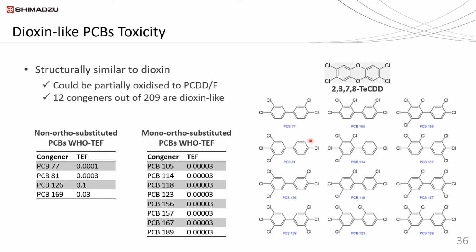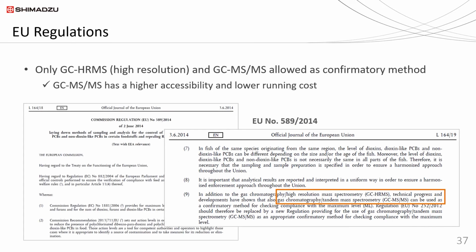For dioxin-like PCBs, there is a total of 12 congeners out of 209 congeners that are toxic. These congeners have similar configurations as the 2378 TCDD. However, in comparison to dioxins and furans, these dioxin-like PCBs have lower TEF values. Initial regulation for the detection of dioxin required a very high resolution mass spectrometer. However, in 2014, due to technical progress and advancement of GC-MS technology, GC-MS can be used as a confirmatory method.